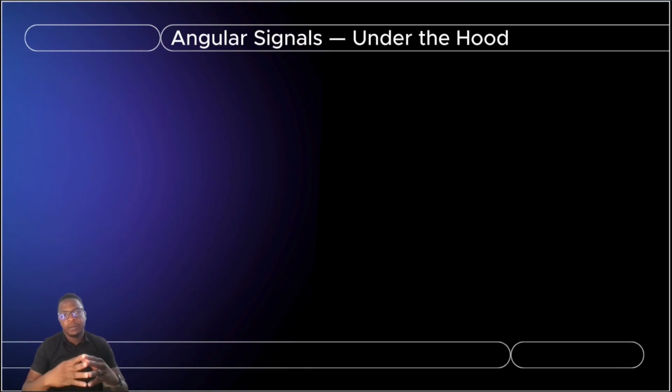Today's goal is very simple. That is, moving from the conceptual understanding to mechanical understanding. We are no longer asking questions like, what is a signal? But we are asking, what is Angular actually doing behind the scenes to make signals behave the way they do?